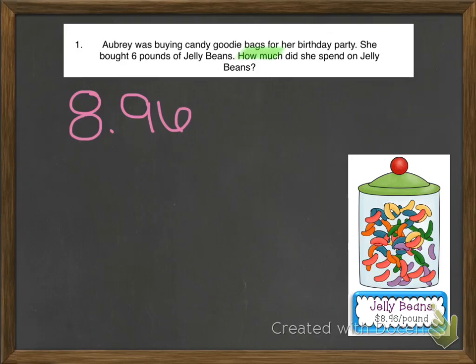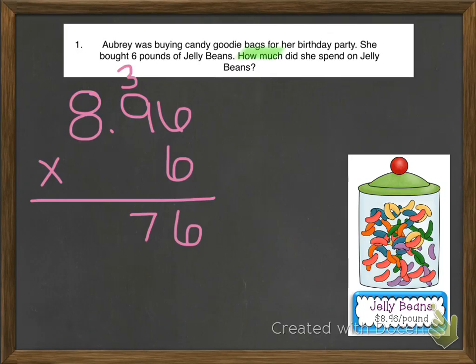And if she bought 6 of them, we're going to multiply by 6. As we walk through the problem, 6 times 6 is 36, so I'll record the 6 and carry the 3. 6 times 9 is 54, plus 3 would be 57, so I need to carry the 5. And 6 times 8 is 48, plus the 5 would be 53. Now, since there were 2 digits after the decimal point, I need the same amount in my answer. So $53.76.